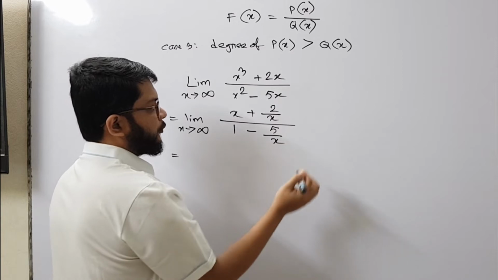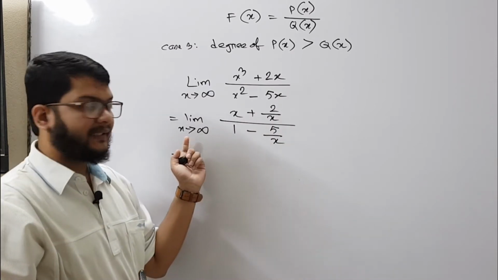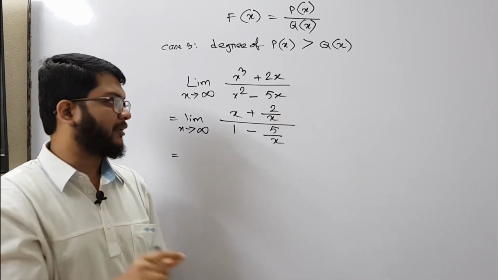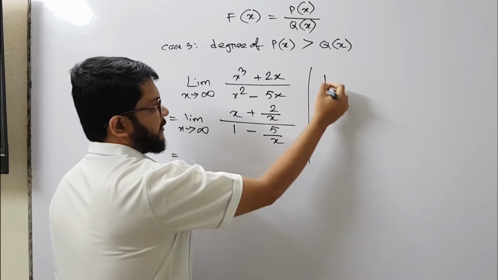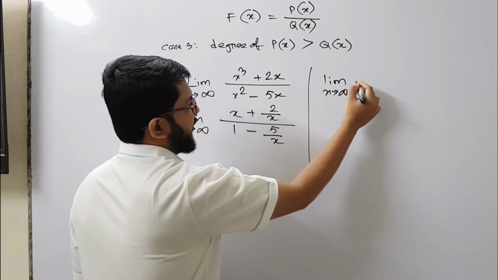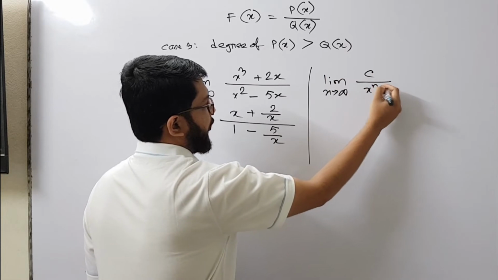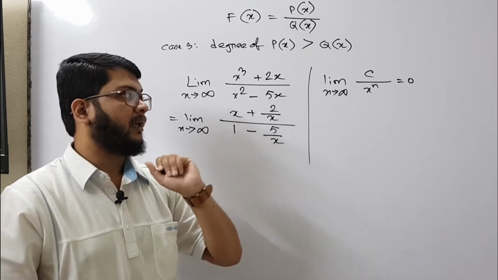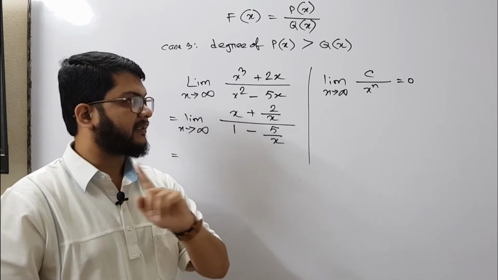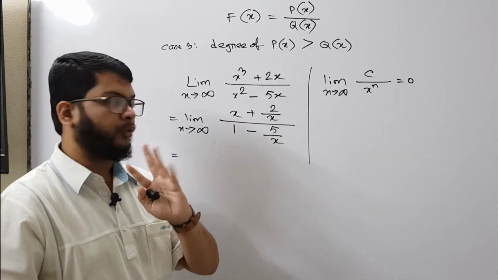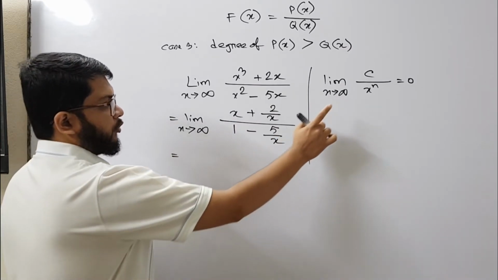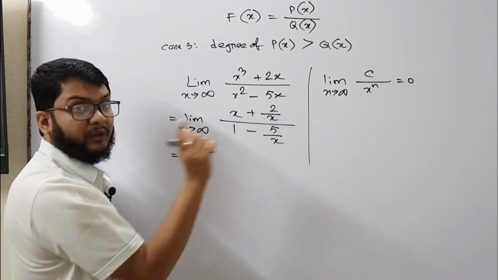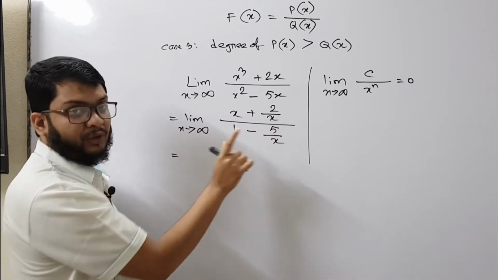Now we know that when limit x tends to infinity, 2 by x, something divided by x or any positive power of x, becomes 0. As we know, limit x tends to infinity, any constant divided by x to the power n is equal to 0. And if you don't know about this, please have a look at my lecture number 5. I guess I discussed this in lecture number 5 or 4. So with the application of this concept, this value 2 divided by x will become 0. Also 5 divided by x will become 0.